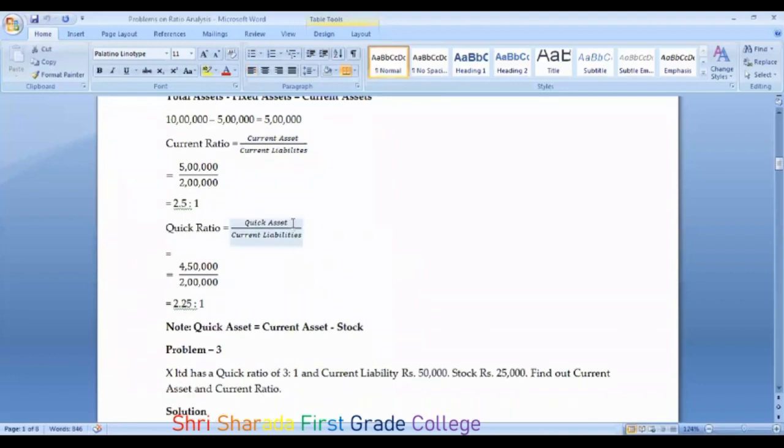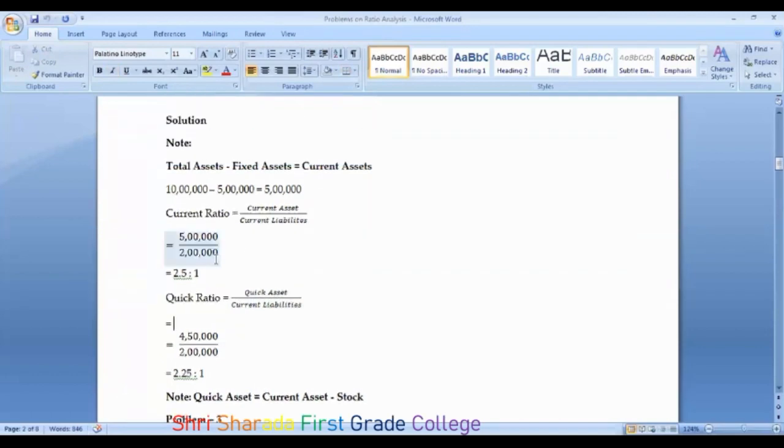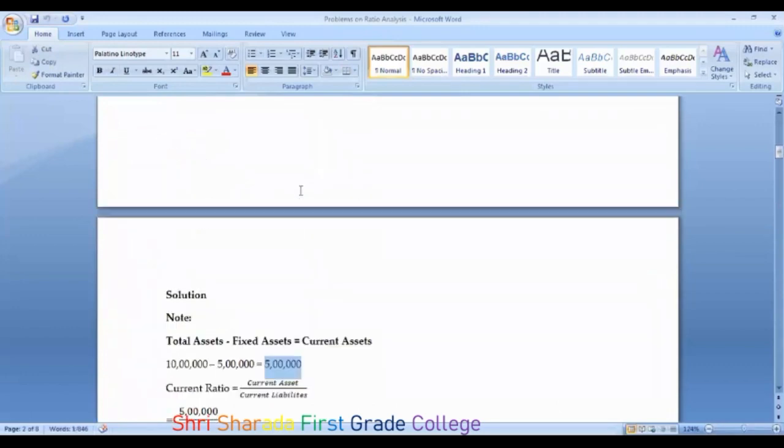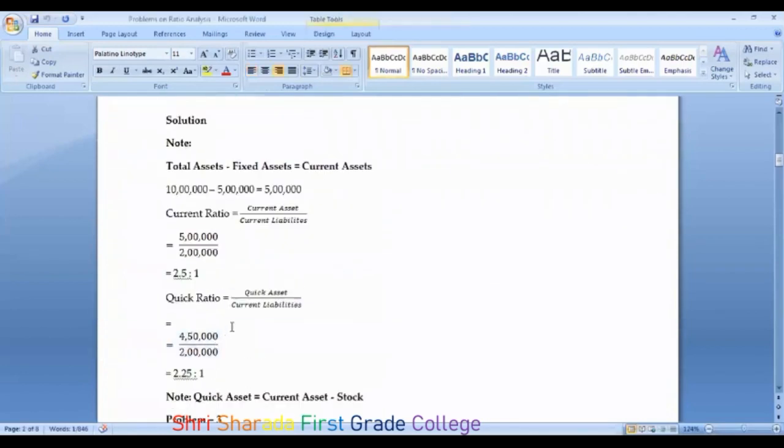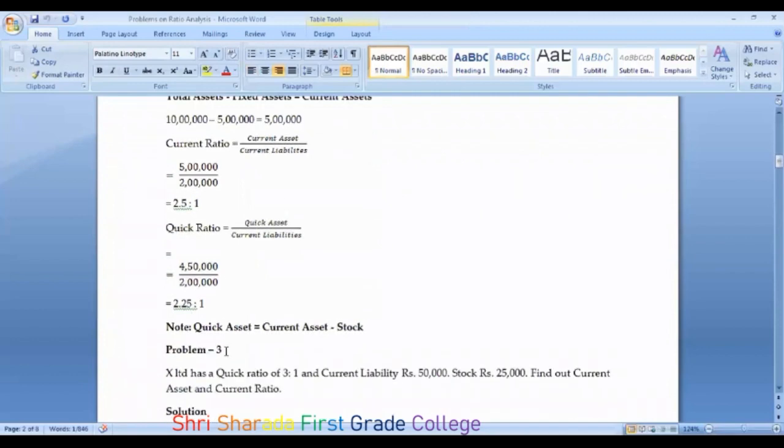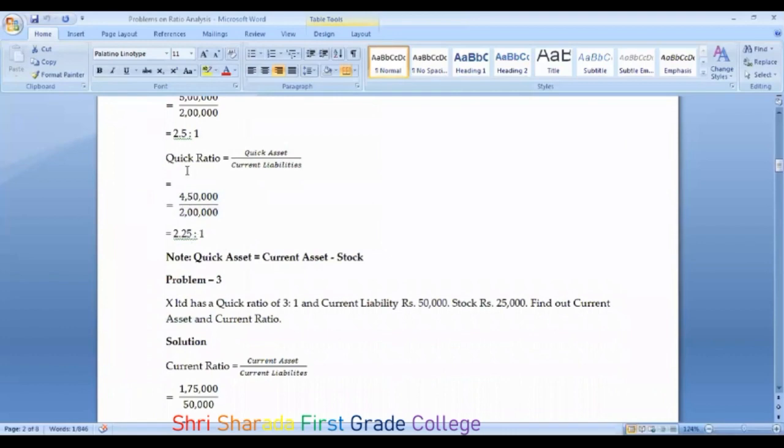Okay. So here in the quick assets, we need to exclude the stock. Current assets was 5 lakhs, which you have already computed here. 5 lakhs minus 50,000 of stock gives 4,50,000 as the quick asset. Current liability is given directly, so take it as it is. So what was the ideal quick ratio? The ideal quick ratio was 1:1. But here in the question you got 2.25:1, so it indicates that the firm is still in a good condition.